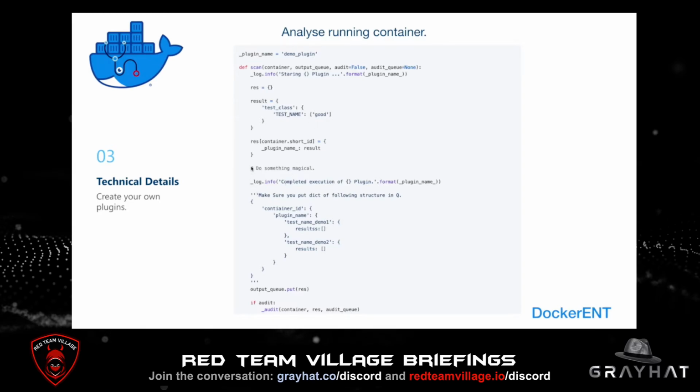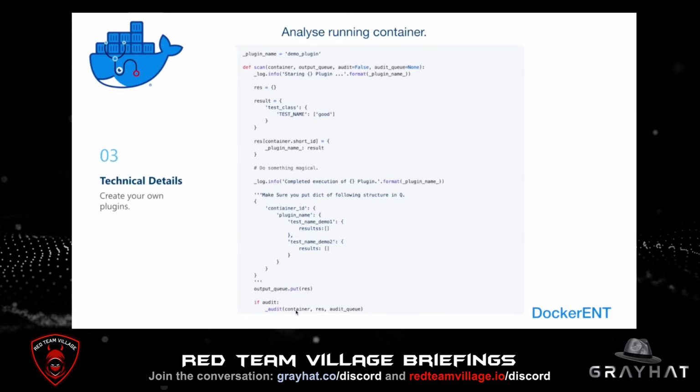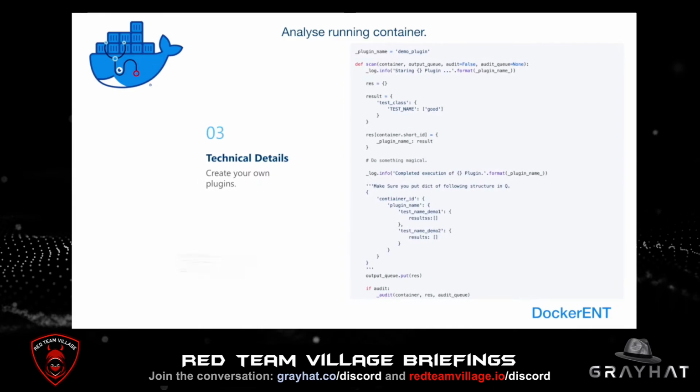And then you have to do something magical here. That is completely up to you how you want to scan that particular container. You can use Python SDKs, you can use Docker APIs directly to go inside the container, perform some checks, get the results, and then put those results under the test name. And once that is done, you will just put the result in the output queue. If audit is enabled, audit that particular function. And for auditing, this is how the audit part would look like. Again, the audit of a particular plugin has to be dependent on the plugin itself, how the results are coming up, and how you want to compare the results with the weak configurations and all those things.